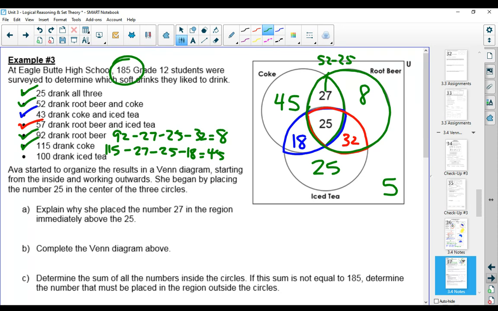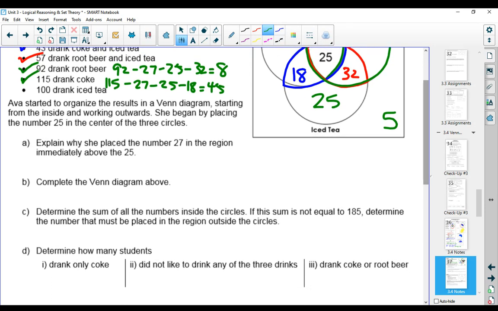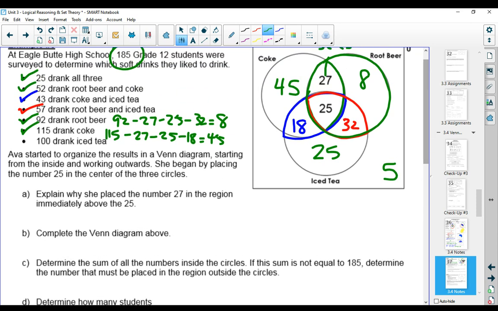Basically, I kind of already went through how to explain the Venn diagram, but we can talk about some of these pieces here. So the first question says, explain why she placed the number 27 in the region immediately above 25. Well, she did that because 27 and 25 has to add up to 52. So 25 plus 27 has to equal 52.